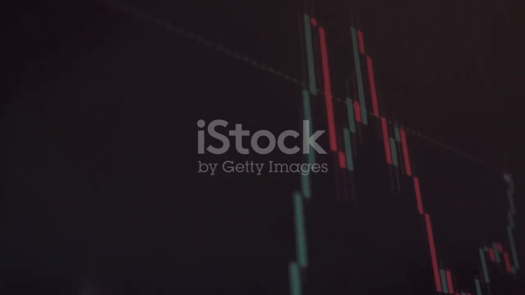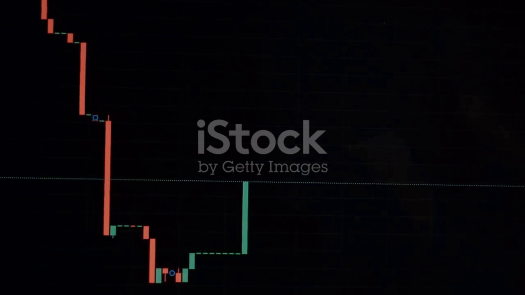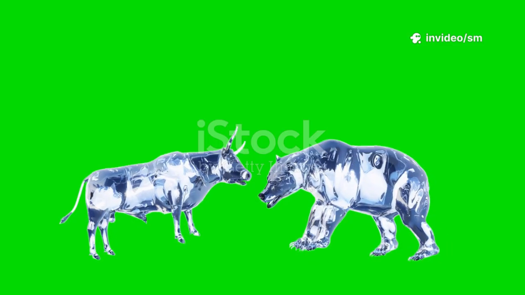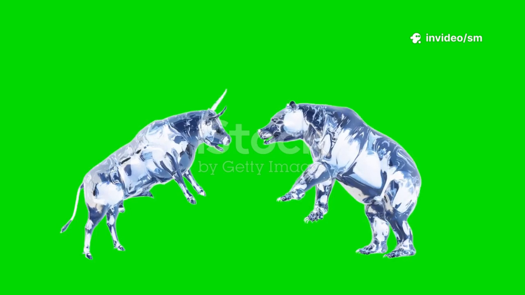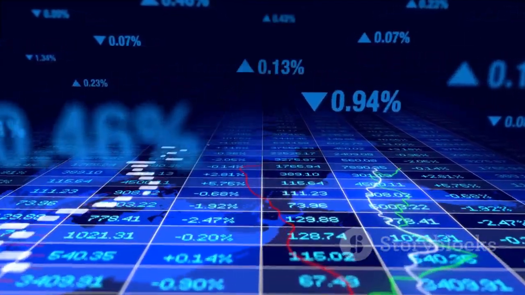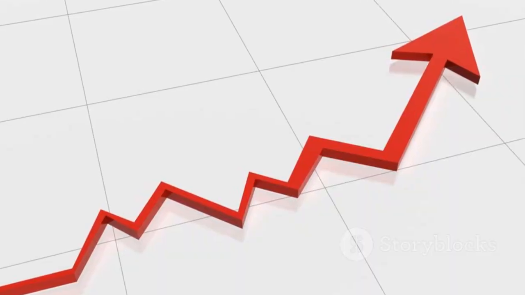The rectangle or trading range is the market's pause button. Price bounces between parallel support and resistance. It's a sign of indecision. Buyers and sellers are evenly matched. After an uptrend, it can mean accumulation. After a downtrend, distribution. The longer the range, the bigger the breakout.